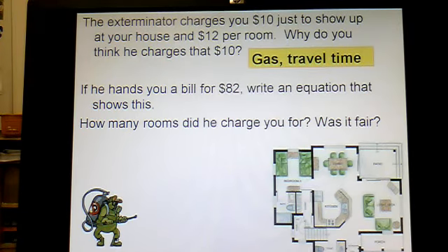Think about that for a minute, 30 seconds. Write something down. Write an equation down. $82 is equal to whatever he charged you for. 10 plus 12. How does that work?